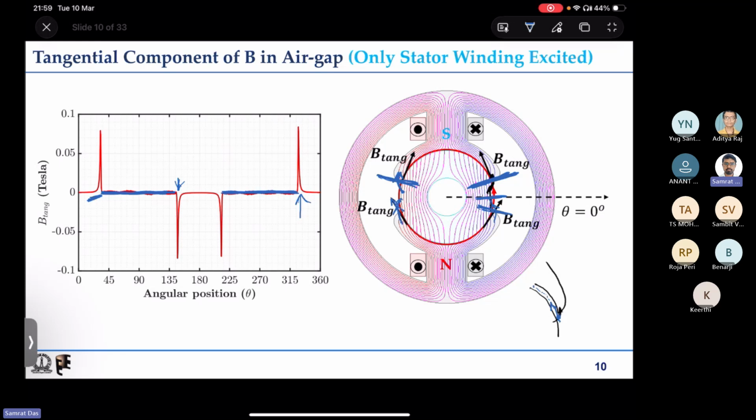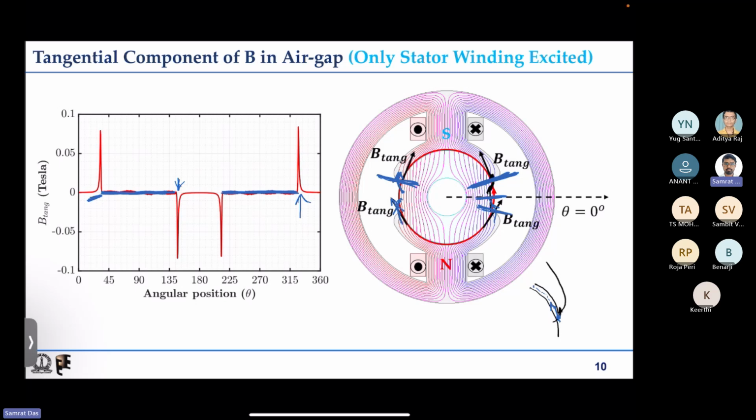Right, so we have understood the radial and tangential components of B for the case when only the stator is excited. Now, what is the importance of this? Why do we require to do this?